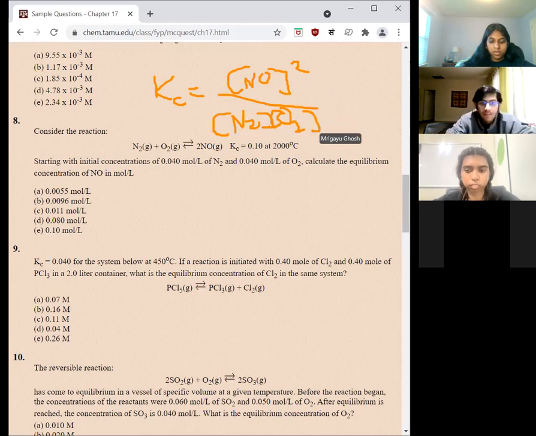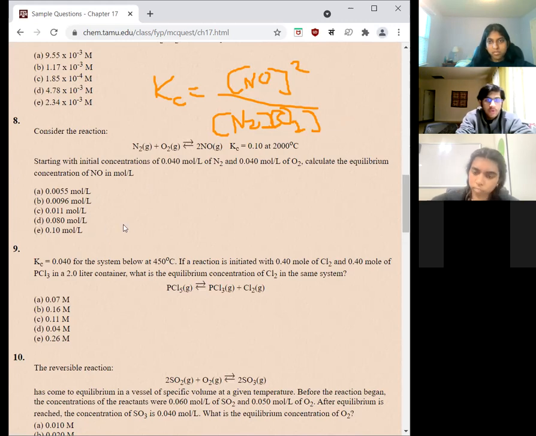Right, so 0.04 times 0.04, and then multiply that by Kc to isolate NO squared. So that should be 1.6 times 10 to the negative fourth. And then that's not our final answer because this is squared and we're just trying to find the concentration of NO. So again, you have to square root that. And then I got 0.0126, which is not here.